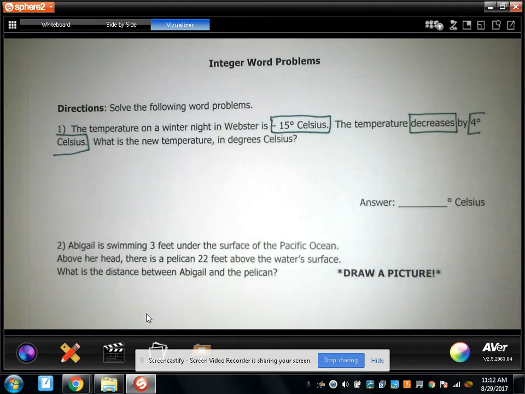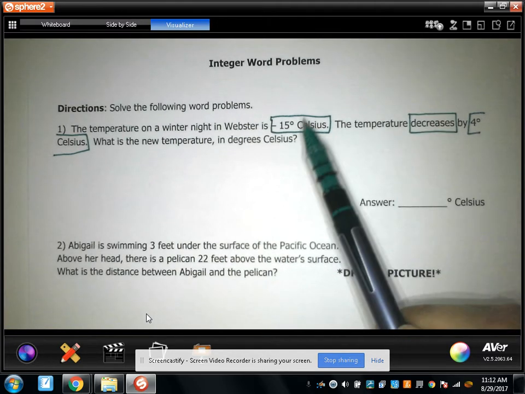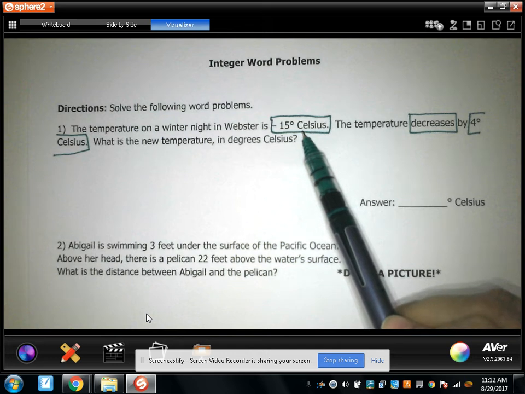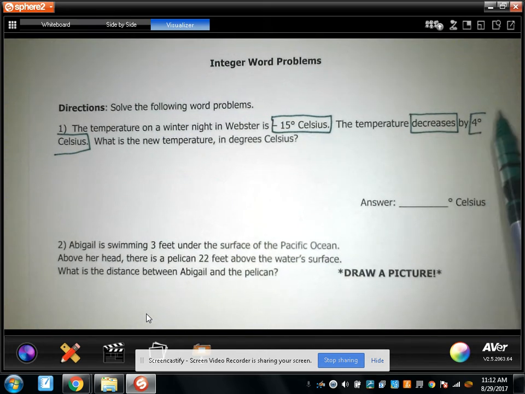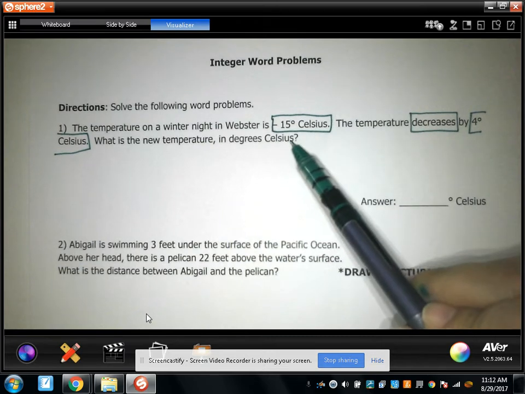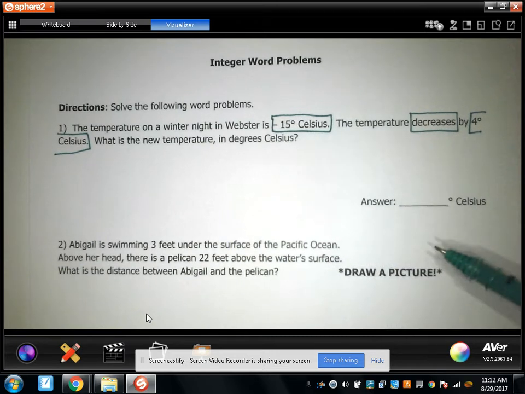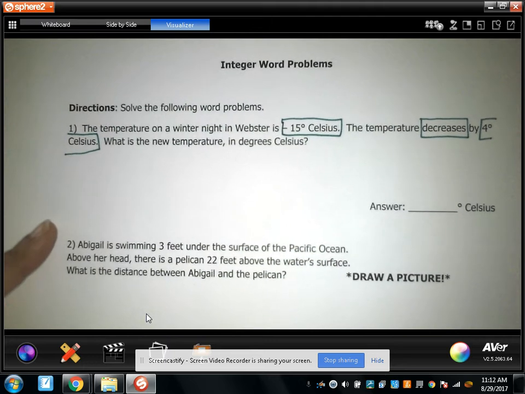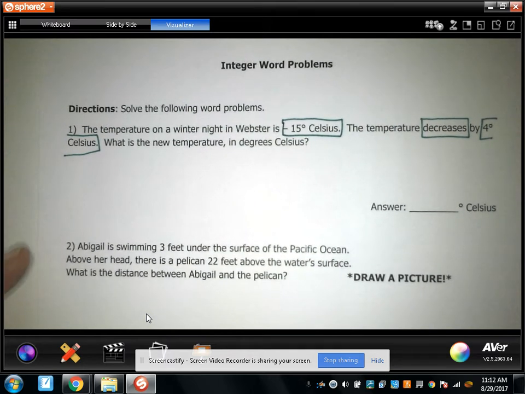So let me just reread the problem, knowing what's important. The temperature on a winter night in Webster is negative 15 degrees Celsius, and the temperature decreases by 4 degrees Celsius. So since the temperature is going down, my new temperature needs to be even colder than negative 15 degrees Celsius. So there's 2 ways I could solve this right off the top of my head.